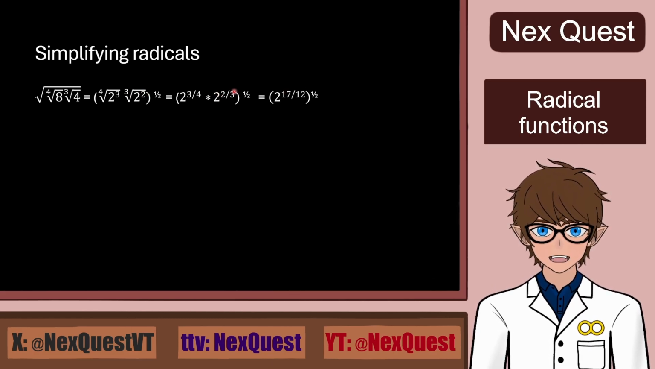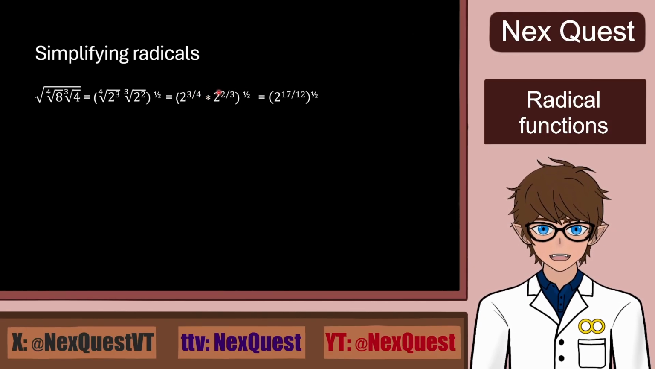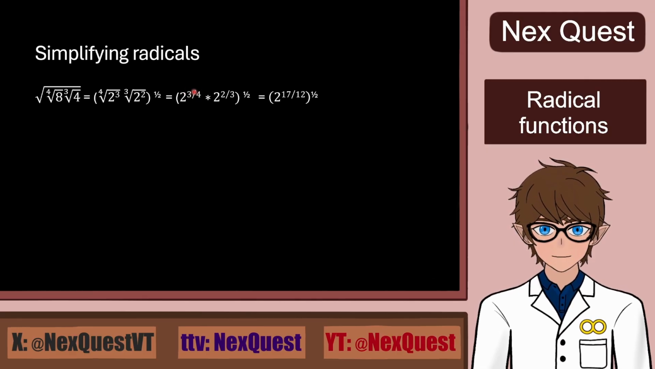Now, we can combine these. So we add together the exponents: 3/4 plus 2/3. We can multiply the first one by 3, so we would have 9/12.